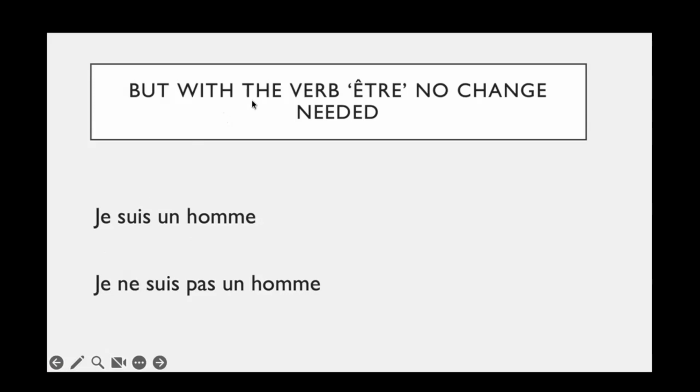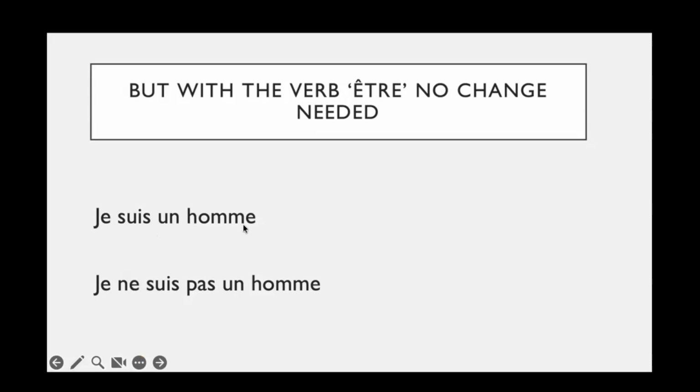But there is a little change in the exception, we can say. Whenever the verb être comes into a picture, there is no change, right? It stays normal, similar to what we have learned so far. So, être verb हमने अभी इस series में नहीं किया है, but we will cover it later on. But for the sake of understanding, this is the verb être.